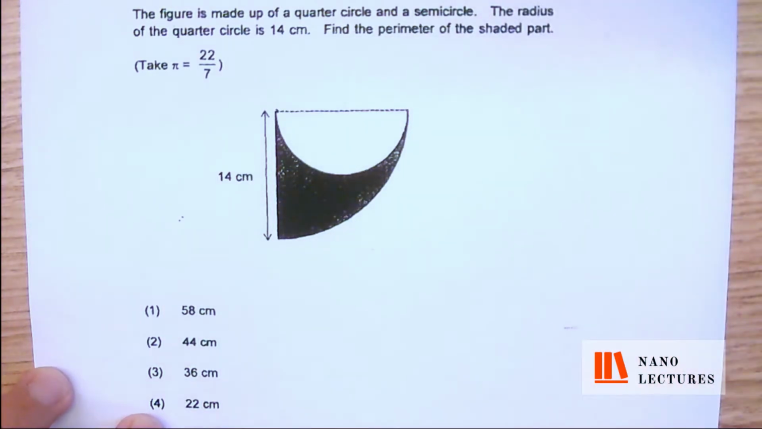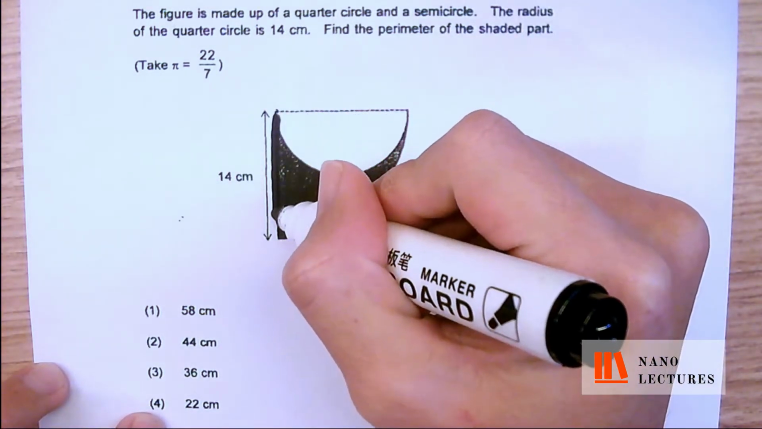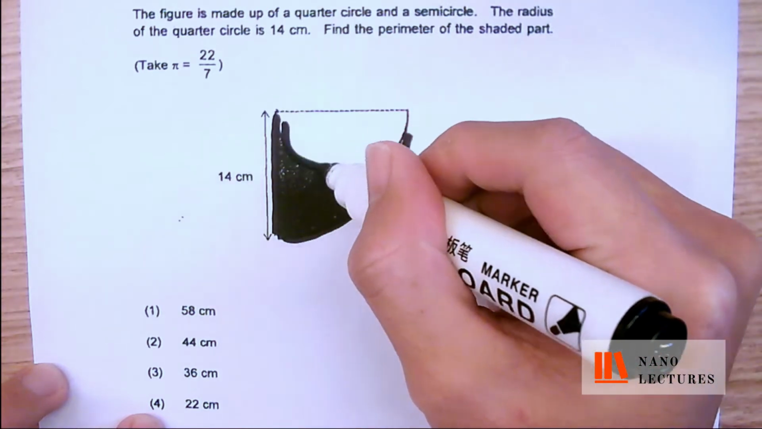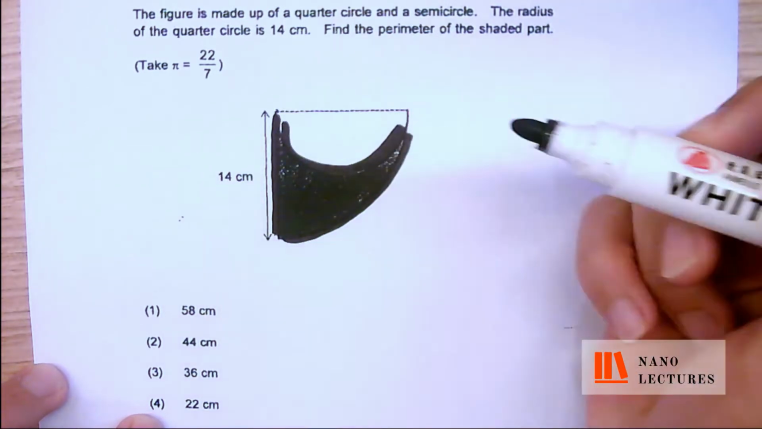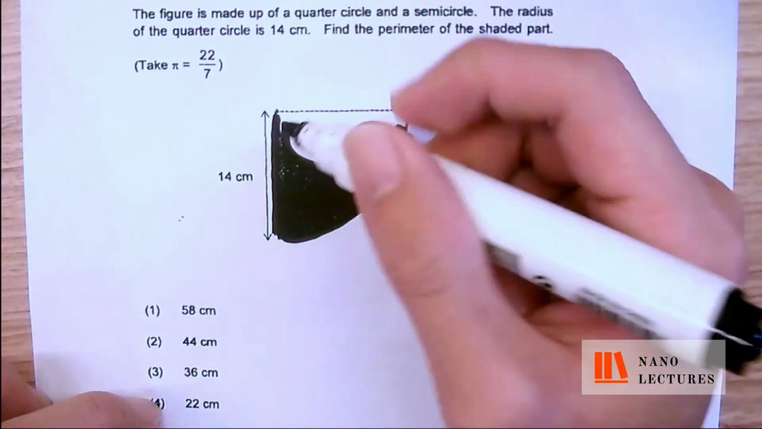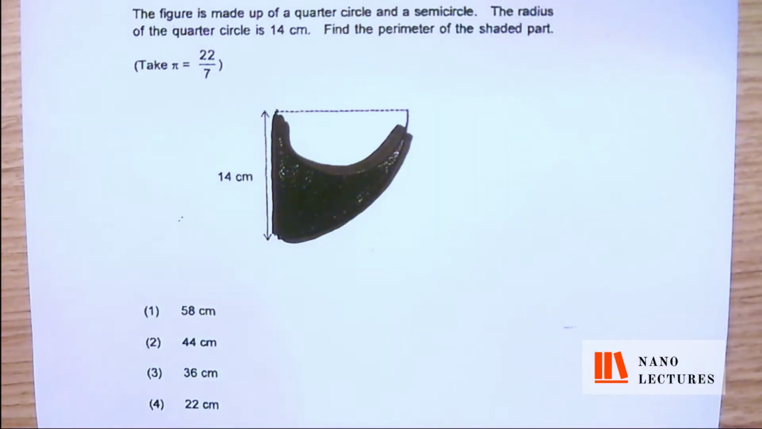Now, to find the perimeter of the shaded part, like what I did previously, it will be good practice for you. Go and color the portion that you need to find. So it'll be here, here, and here. Usually, if you use a yellow highlighter, it'll be better. It's just that I do not have a yellow highlighter with me right now, so let's just deal with this.